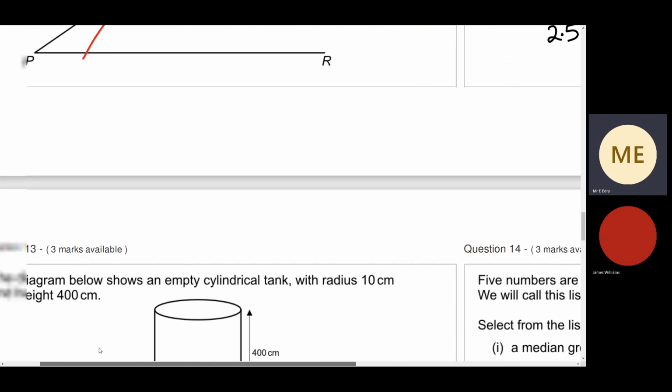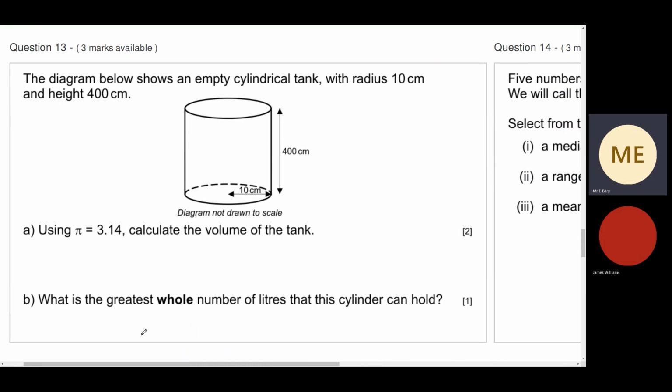So we're quite close to the end, actually. This one here, number 13: the diagram below shows an empty cylindrical tank with radius 10 and height of 400. Now, using pi equals 3.14, calculate the volume of the tank. There are 2 things here that we've got to remember. One is the formula for volume of a prism, which they do actually give you in the formula booklet like this.